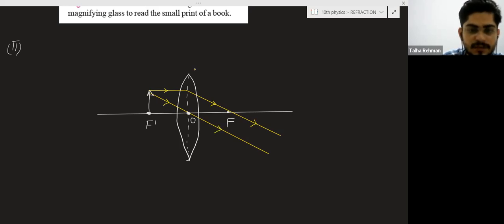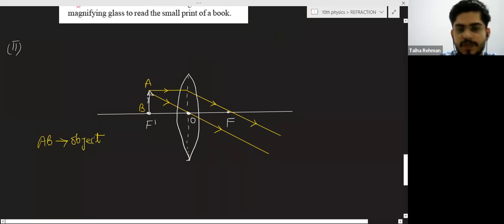So you can see that this AB is the object, and the first ray from the object is parallel to this principal axis, and we have discussed that whenever a ray is parallel to the principal axis, it will pass from the focus. And the second thing we have discussed, that whenever a ray passes from the optical center, it will go straight. So in actual, these rays will meet at infinite.